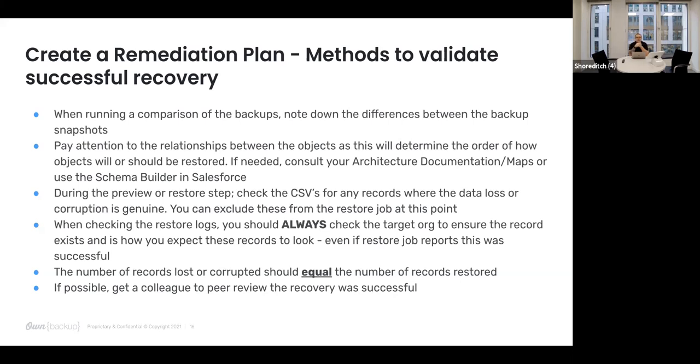So do survey the data that you are about to restore as well. Give yourself a sanity check. Always check also that the target org has the record already existing. Sometimes we find a loss happens where the record is actually already there, it's just been orphaned, or perhaps it's even in the recycling bin.